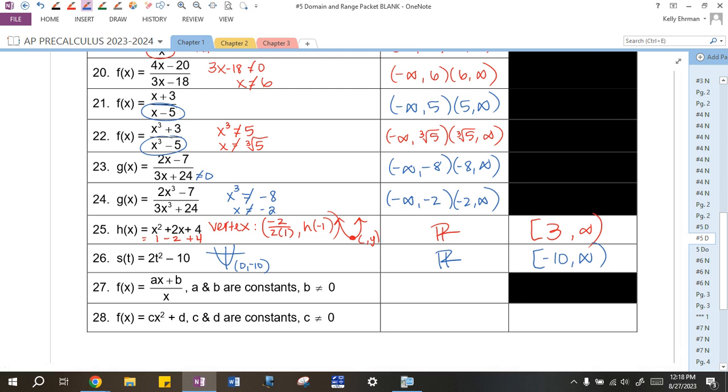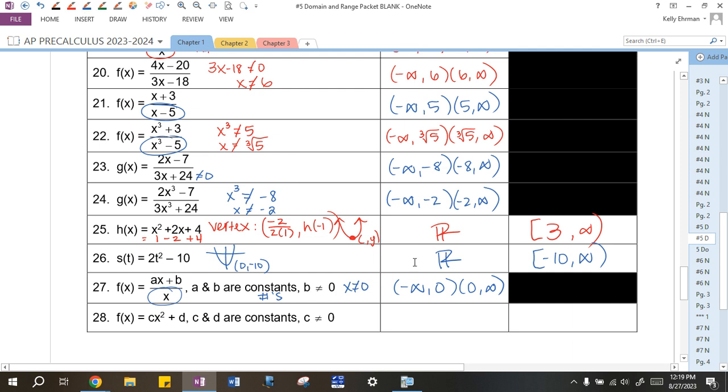27, A and B are constants, meaning those are numbers. B is not equal to 0. The domain, we don't care about A and B. The domain is just x can't equal 0, so negative infinity to 0 and 0 to infinity.